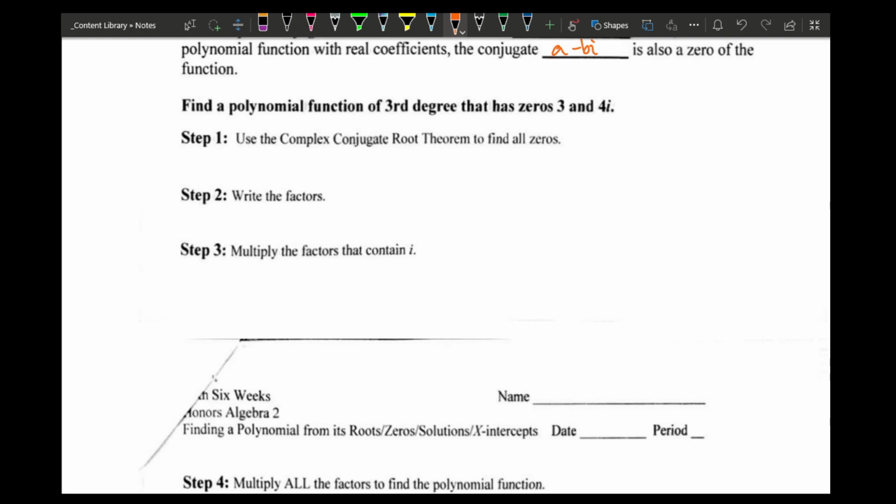So my zeros are 3, 4i, and then 4i's conjugate, negative 4i. And we're going to play this the same way we played the other one. We're just going to multiply these 3 in a row. So my factors are x minus 3, the opposite, right? Don't forget the x, Mr. Clark. x minus 4i and x plus 4i.